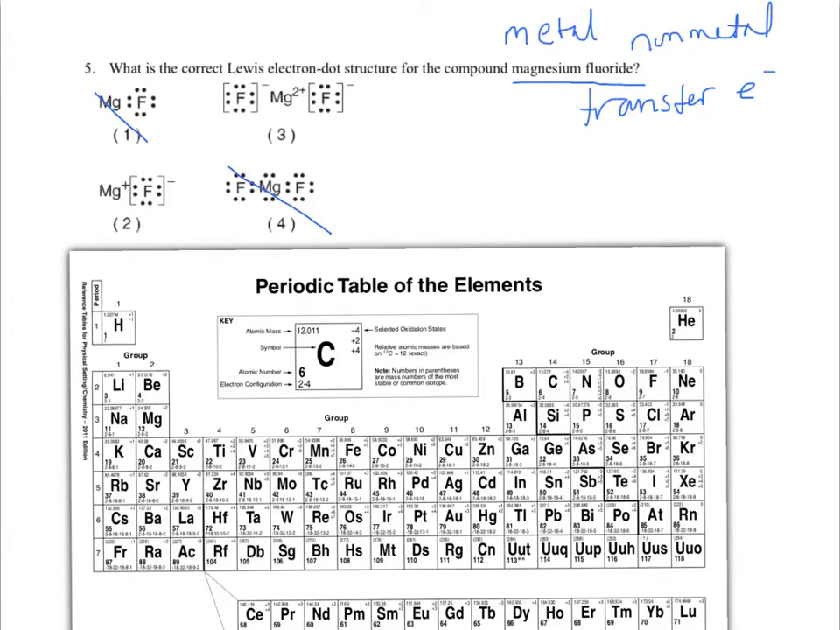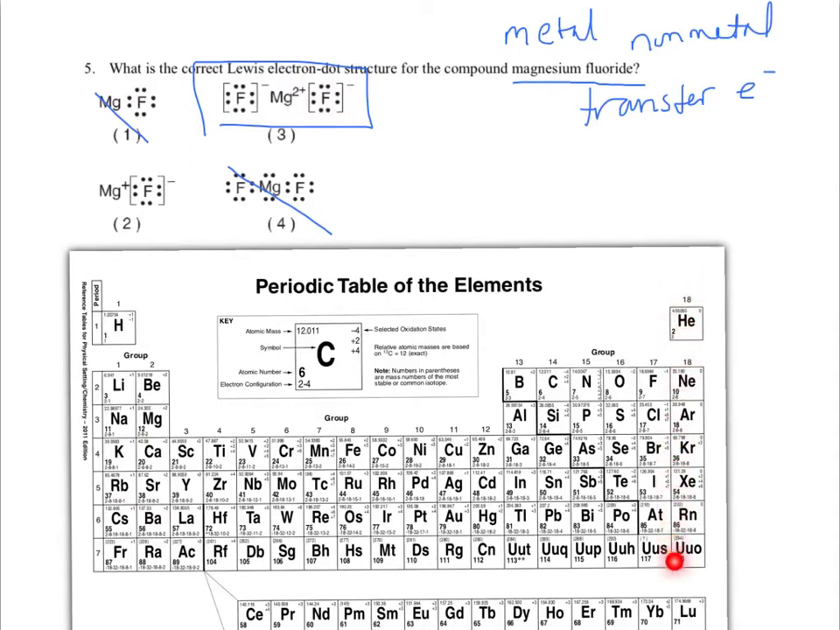Now, magnesium, found here, has an oxidation state of +2. That means that the magnesium ion wants to lose 2 electrons. And when we look at the structures, only one of the structures has magnesium with a +2. So this is the best choice. Now, notice that the sum of these charges also add to 0.